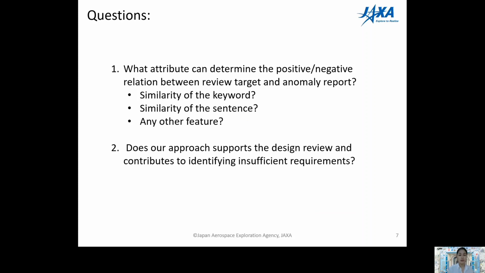Through this approach, we have two questions to share today. First one is, what attribute can determine the positive or negative relation between review target and anomaly report? Maybe it will be similarity of the keyword, or similarity of the sentence, or maybe any other feature that we don't know yet. The second question is, does our approach support the design review, which means the real design review, and contribute to identifying insufficient requirements? So we would like to answer these questions.